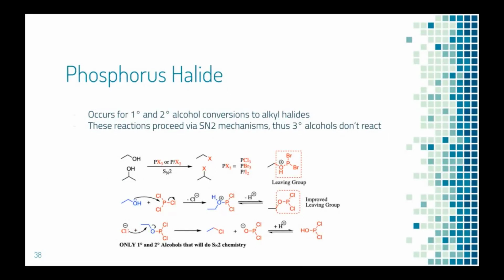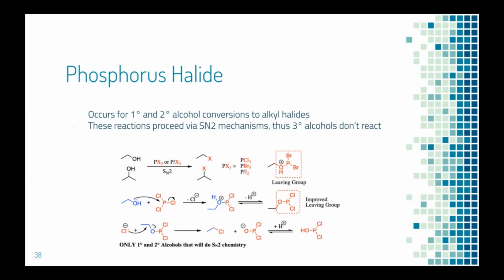So next I want to talk about the phosphorus halide. So this occurs for primary and secondary alcohol conversions to alkyl halides. These reactions proceed via SN2 mechanisms, and therefore obviously tertiary alcohols do not react.